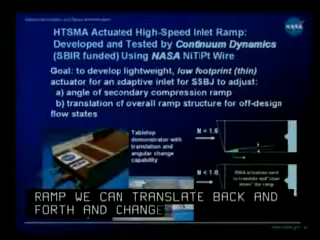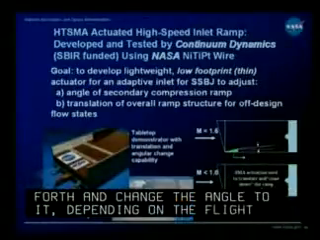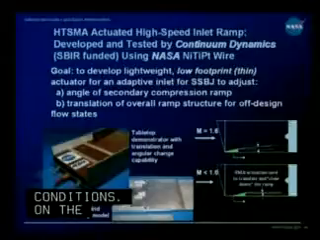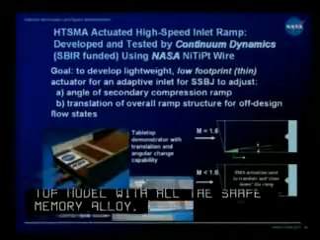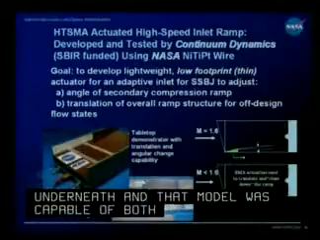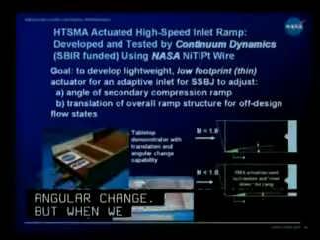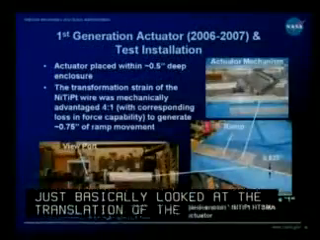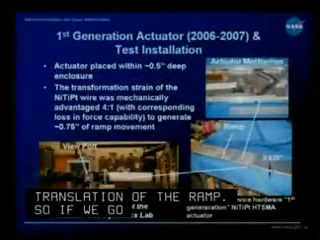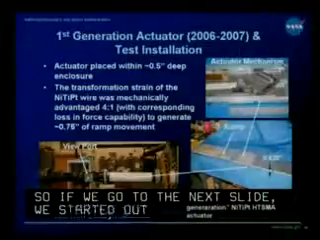On the left-hand side, it's just a benchtop model with all the shape memory alloy underneath, and that model was capable of both translation and angular change. But when we went to the wind tunnel, which is the bottom one, we just basically looked at the translation of the ramp.